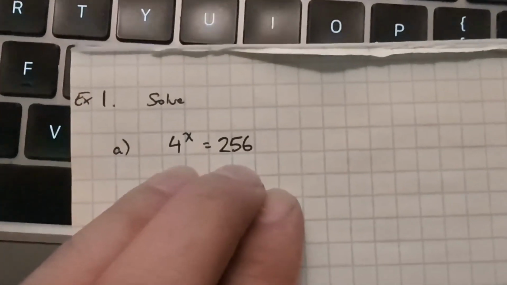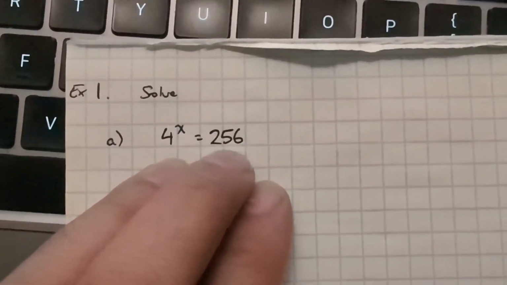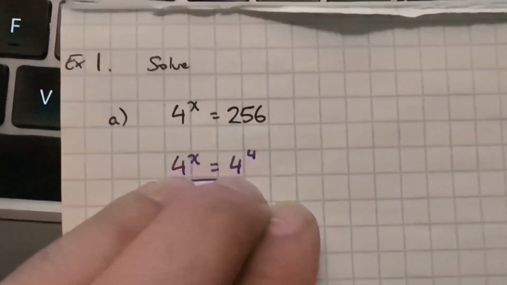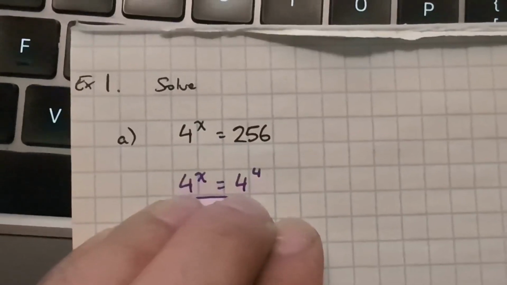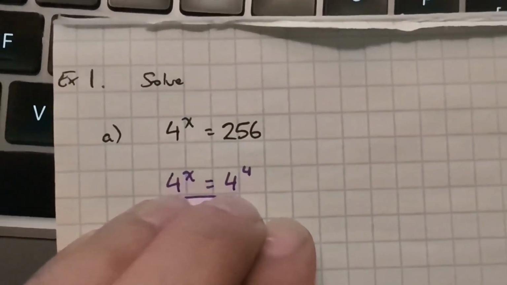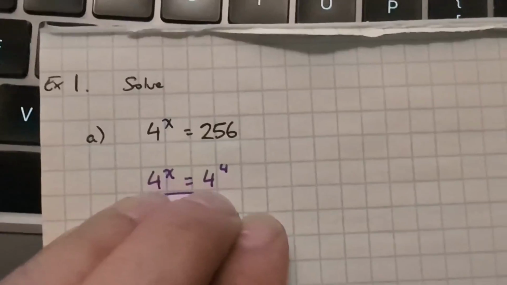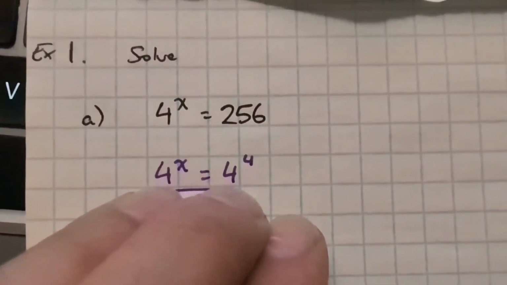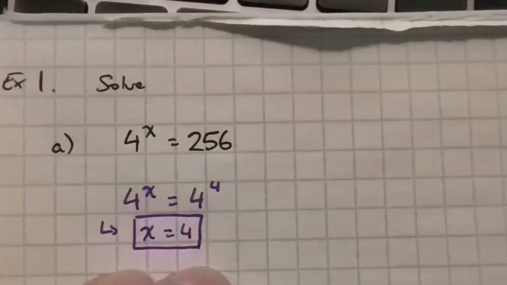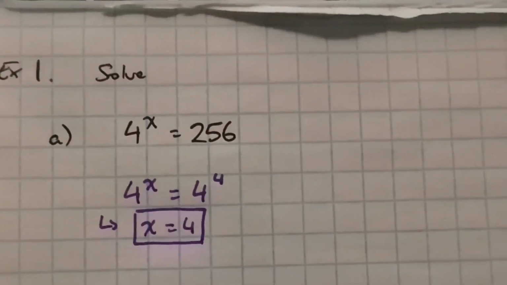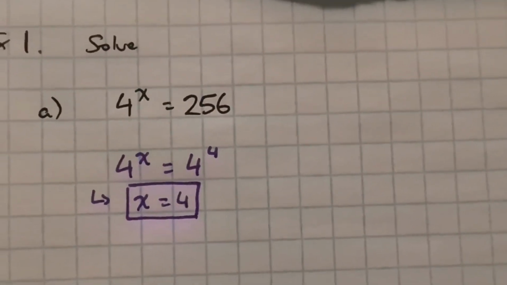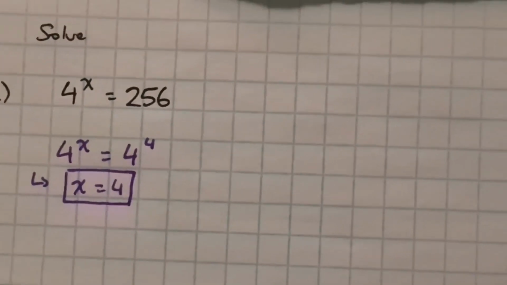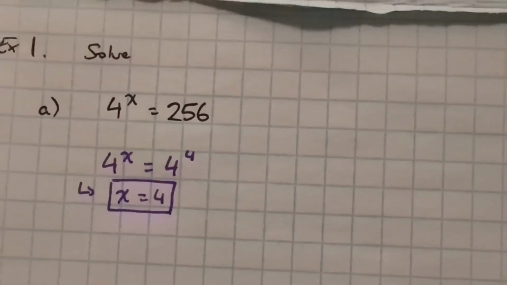So we can use that example of a common base. Well, 256, that's the same as 4 times itself 4 times. So 4 times 4 times 4 times 4. Now they have the same base. 4 to the power of x equals 4 to the power of 4. And just as we said in the sentence above, once they have the same common base, we just set the exponents equal to each other. So in this case, x equals 4. And so just find that common base. Your exponents have to be equal to one another. So look at two more examples here.